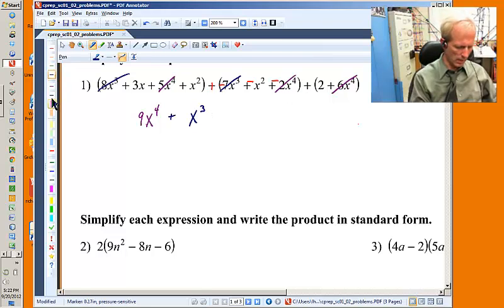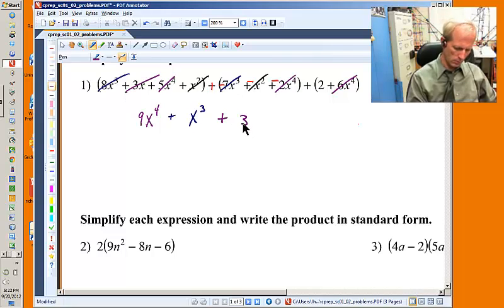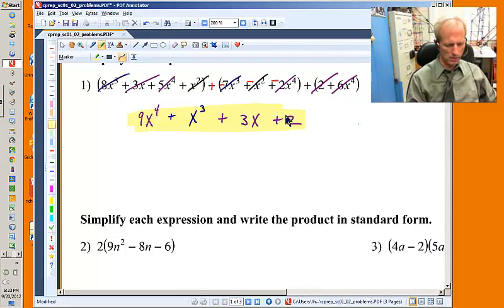Now I'm going to move on to the x squared terms. Let's see, is that the only one? No, I have an x squared term and a negative x squared term. Those cancel out and give me 0. Then I'm going to move on to the x term. I have a 3x, and that's the only x term. And then lastly, I have a 2. So now I've finished combining all like terms, and I have my solution, or my sum, and that's what it is.